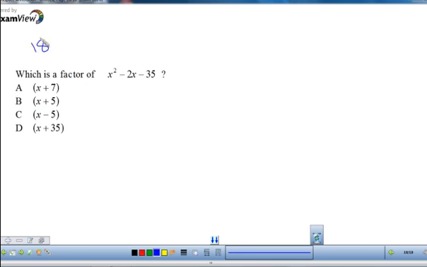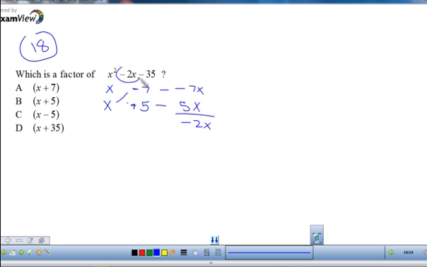Okay, 18, factor. Once again, we're going to use guess and check. Two numbers multiplied together that give me x squared. Two numbers multiplied together that give me negative 35. Should be 5 and 7. One has to be a negative, the other one has to be a positive. Cross multiply to verify my middle term. Okay, when you add them, that becomes negative 2x. That is your middle term. So it'll be x minus 7, x plus 5. So x minus 7, x plus 5 would be your answer.